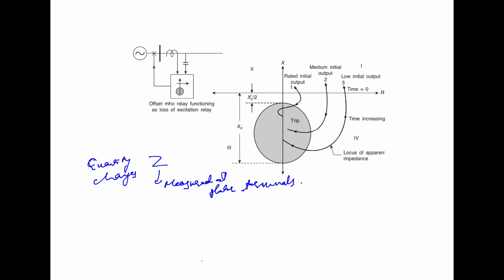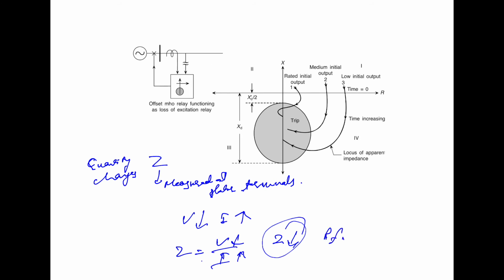On the loss of excitation, the terminal voltage begins to decrease and the current begins to increase. Because Z equals V by I, with V decreasing and I increasing, it results in a decrease of the impedance and also a change in the power factor.